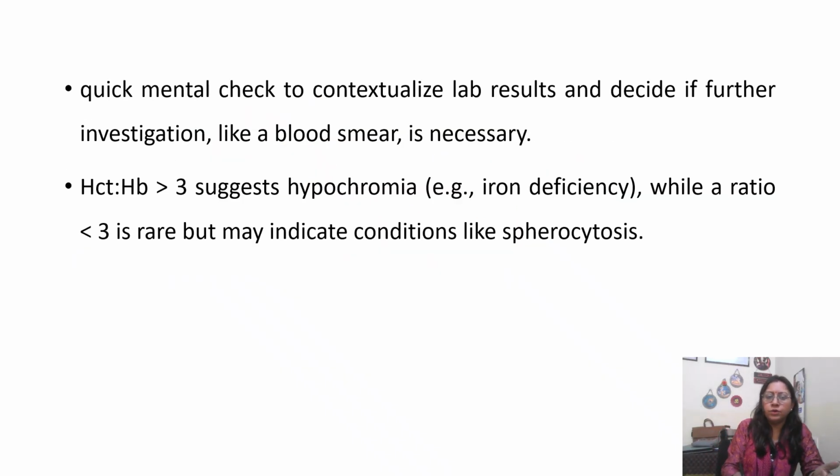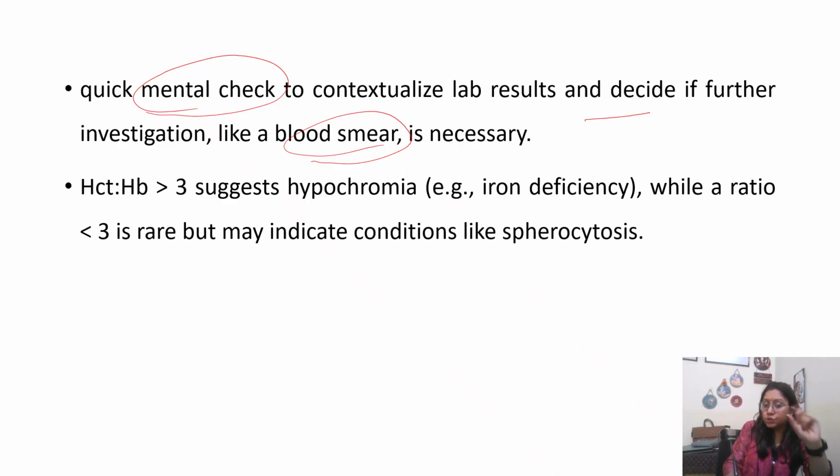So as I told you, it's basically a quick mental check. Whenever a CBC form comes to me, first I see whether the rule of 3 is followed or not. Then I go into the detail of other parameters, right? Sometimes I see the rule of 3, then I see MCV is decreased, most probably iron deficiency anemia. Then we go for a peripheral smear, and sometimes, if you are interpreting it, with the rule of 3 only you can advise your technician to make a blood smear. So basically it contextualizes your lab results and helps in deciding the further investigation.